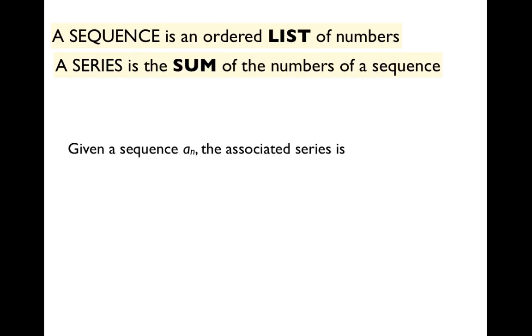Okay, so if we got a sequence AN, then the associated series is, so if it means adding up all the terms of the sequence, what would we write? What would it be? No, just literally. Forget that you know the sum thing. Literally, what would it be? What did we just say? It's the sum of all the terms. What are the terms? A1 plus A2 plus A3 plus A4 plus on and on and on.